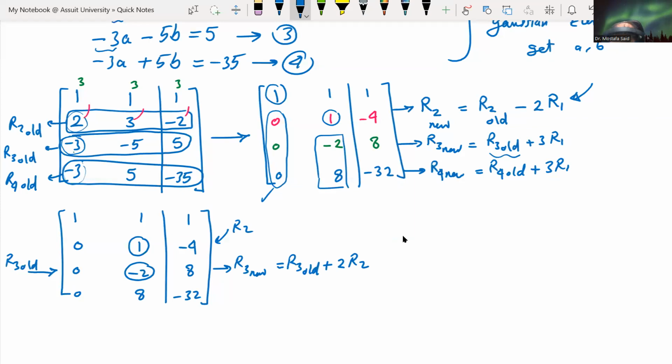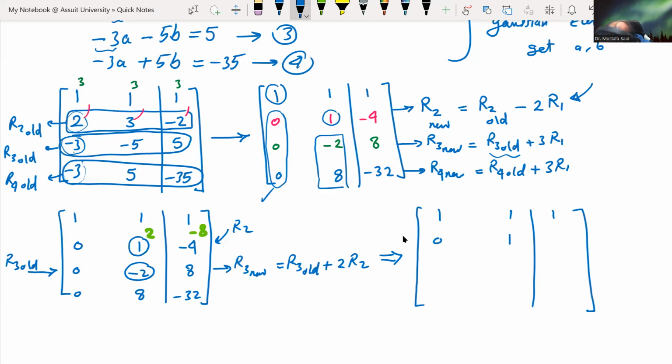If we do this, we multiply by 2 and get minus 8. Row 1 will not be affected, and row 2 also will not be affected. So minus 2 plus 2 is 0, and 8 plus minus 8 is also 0. And that's what I said, guys: we have 4 equations and 2 unknowns, so 2 equations will disappear. This is the first one that disappeared.